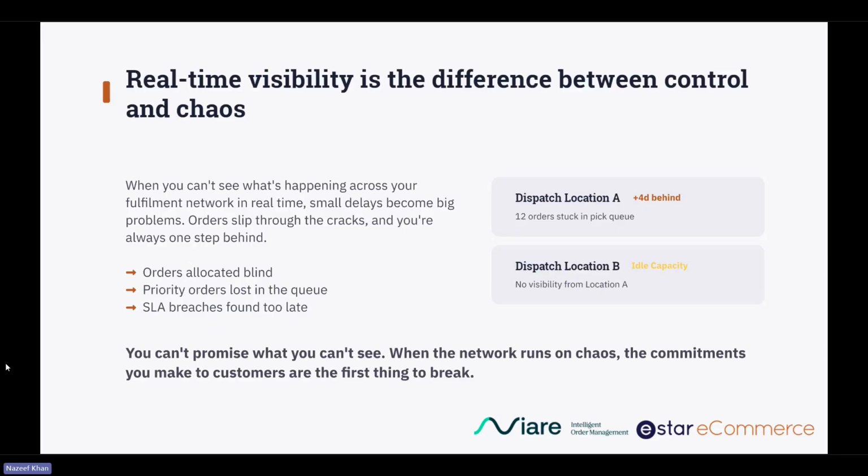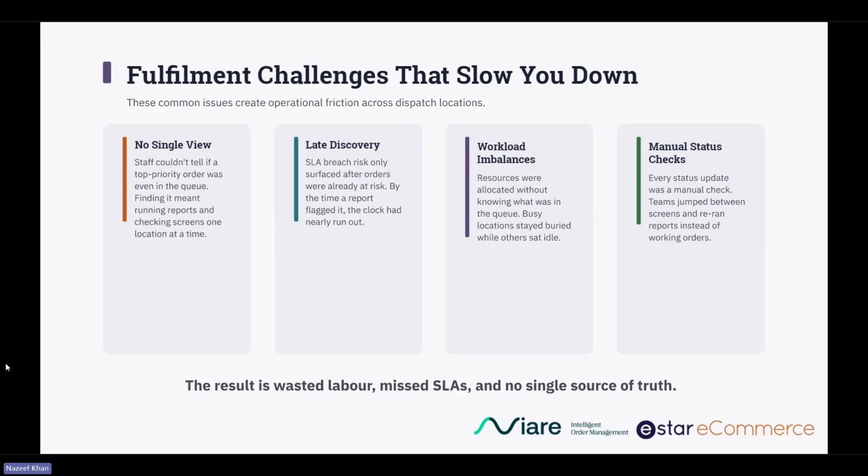So how do we categorize these issues? Again, no single view. Staff couldn't tell if a top priority order was even in the queue, and finding it meant you had to run quite a few reports. Late discovery: SLA breach only surfaced after orders were already at risk, by which time, if a report flagged it, the clock had already nearly run out. So there wasn't enough time to get ahead of it before it became a problem.